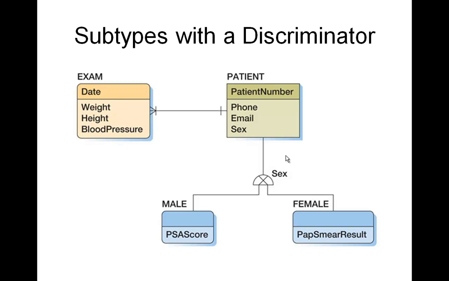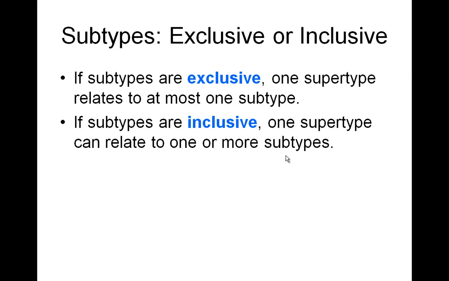The subtype entities might be exclusive or inclusive. If subtypes are exclusive, one supertype relates to at most one subtype. If subtypes are inclusive, then one supertype can relate to one or more subtypes. Let's see an example.